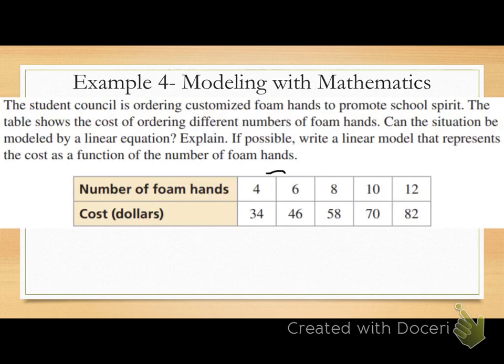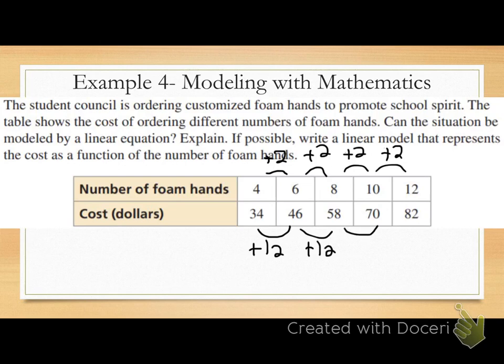So to get from 4 to 6, what do I do? 6 to 8. 8 to 10. 10 to 12. So my x values are constant, correct? So that's good, but I've got to check my y values too. What do I do to get from 34 to 46? 46 to 58. 58 to 70. 70 to 82. So my y values are constant, correct?